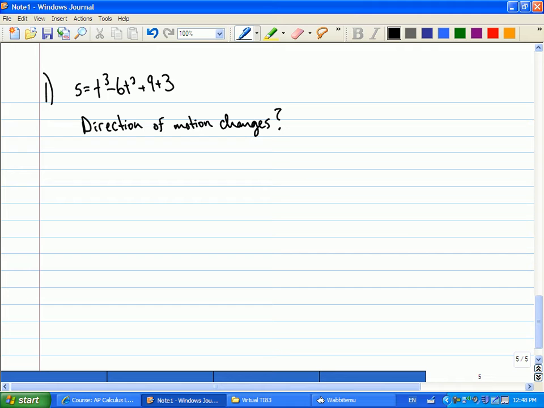Yeah, we're going to need to find the change in position, and that means we need to find the derivative of the position. So motion, which is velocity, is going to be the derivative of s. So the velocity is going to be 3t squared minus 12t. Oops, and it looks like I forgot a t here. Plus 9.